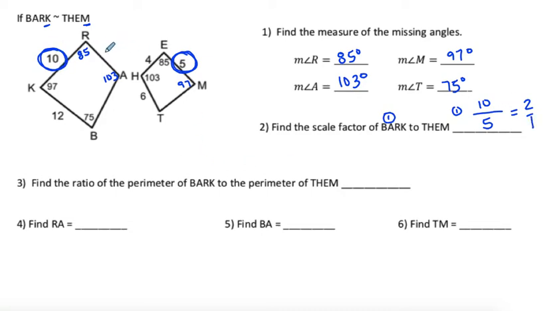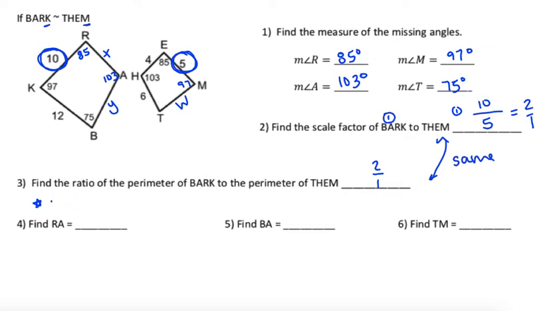So I didn't know RA goes with 4, but I don't know what this one is, so I'm going to put a variable there. AB goes with HT, but again, I don't know a variable, so I'm going to put one there. And 12 goes with this one, but a third unknown side. So the only one where I knew both of them were 10 goes with the 5, the same way it's 2 to 1. 2 of these, 1 of these. Find the ratio of the perimeters from bark to them. All right, so again, these are the same, so they will behave the same. If the scale factor is 2 to 1, so is the ratio of the perimeters.